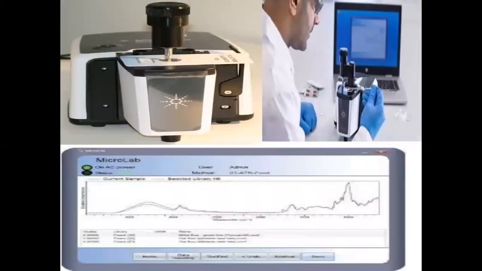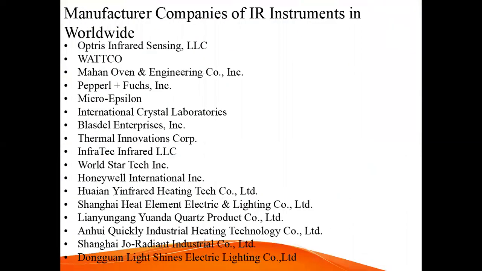This is the construction of the Microlab Expert, and we can get this kind of graph by using Microlab Expert, and the instrumentation is like this. These are the different manufacturer companies of IR instruments worldwide, which are used for the manufacturing of the instruments that are used during infrared spectroscopy.